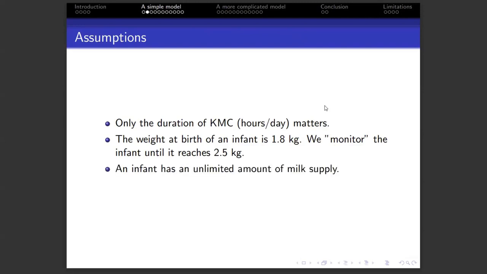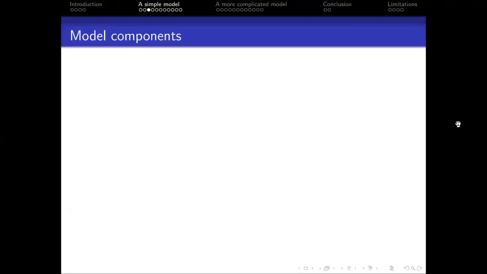Finally, for simplicity, for now we assume that an infant has an infinite supply of milk. This means that KMC does not affect the milk supply of an infant. This is obviously unrealistic, but later in a more complicated model, we will drop this assumption.